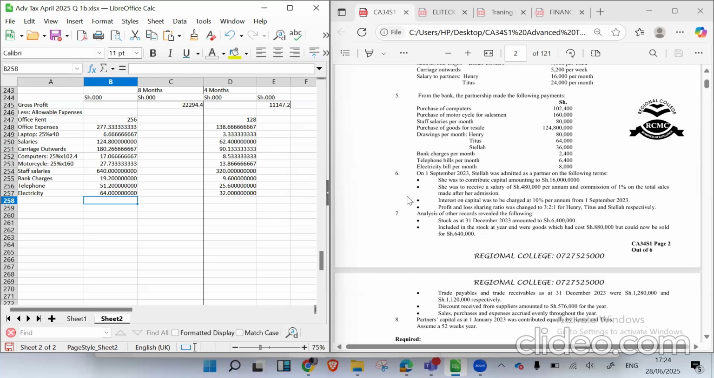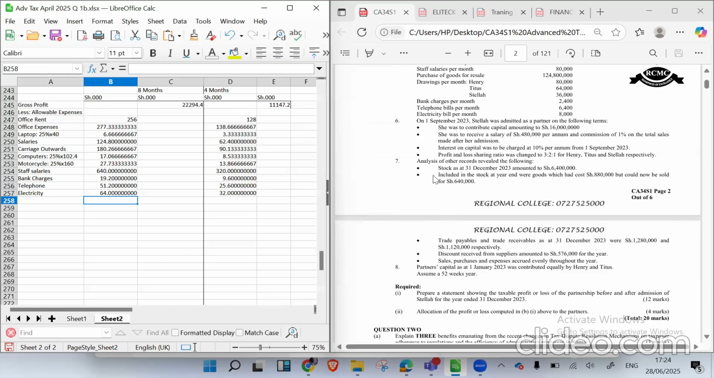On 1st September, Stella was admitted. Contributed capital, and she is to receive salary, interest on capital, profit and loss. Number 7, stock included in the bank yield share deal now. Sales, purchases, expenses. So there you go. With that one, share part of the 12 marks. So we have all these expenses.